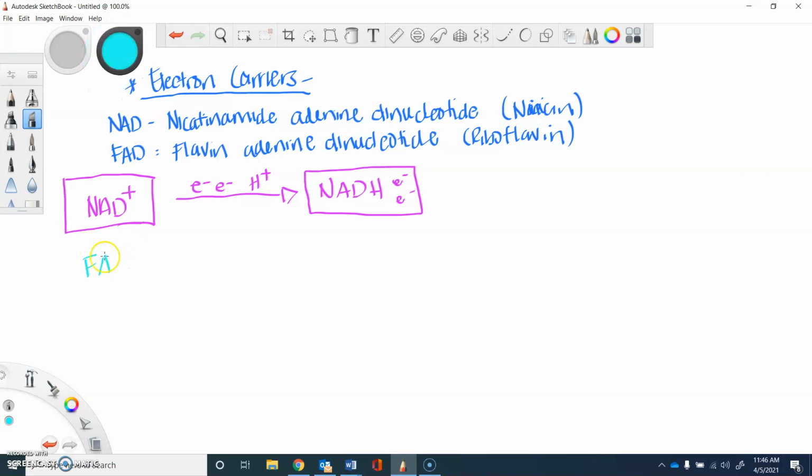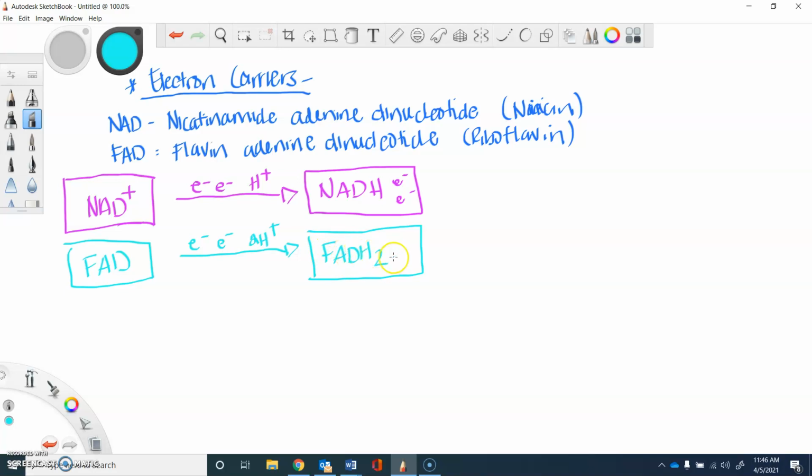Okay, FAD. It can accept 2 electrons and 2 protons, or 2 hydrogen ions. So it becomes FADH2, and then it's holding on to those electrons. So these 2 molecules, NAD and FAD, have been reduced.